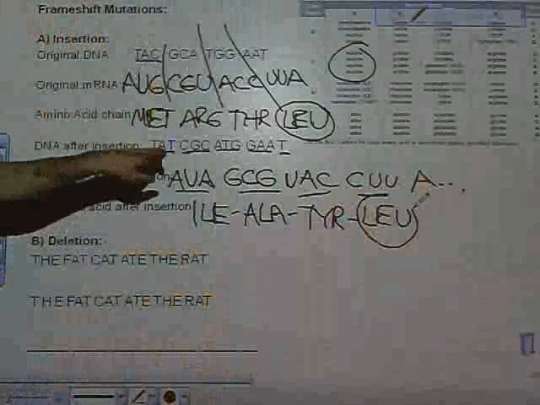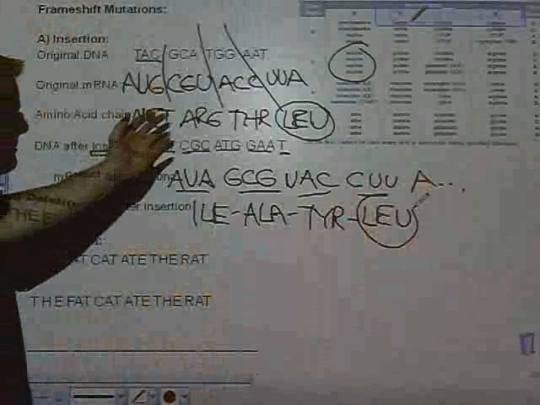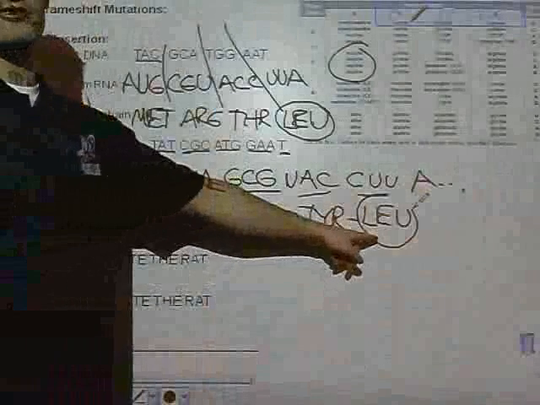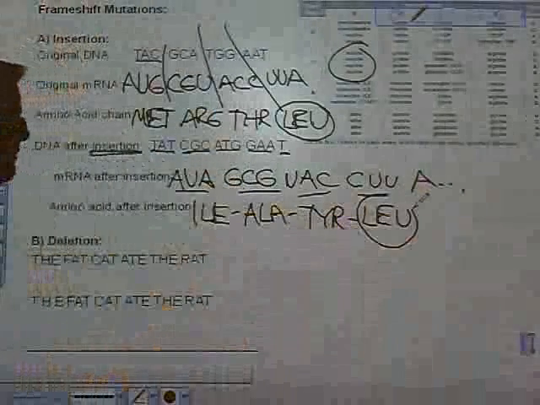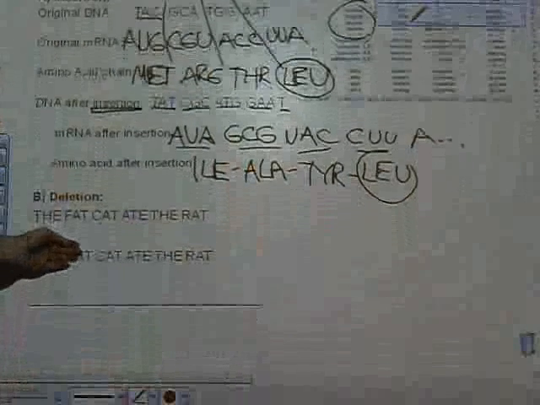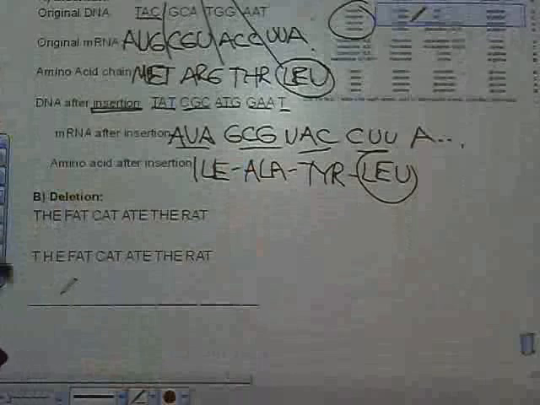So what you notice when that insertion takes place, all the letters get bumped down by one, which typically is going to mess up all of the amino acid sequence, except, for example, every once in a while it will leave something the same. It's possible. But for the most part, that amino acid sequence is going to be pretty severely messed up.